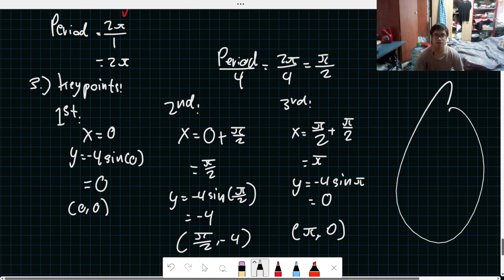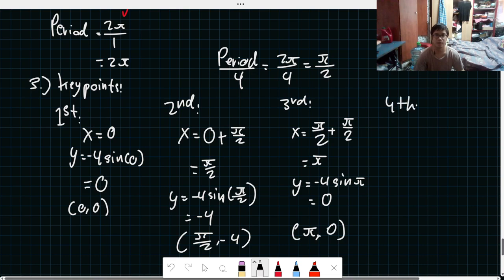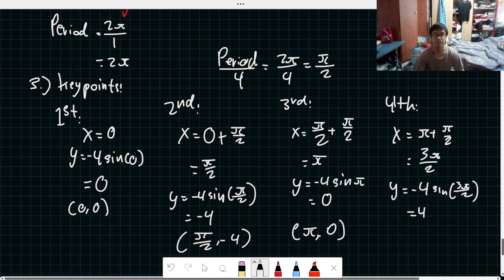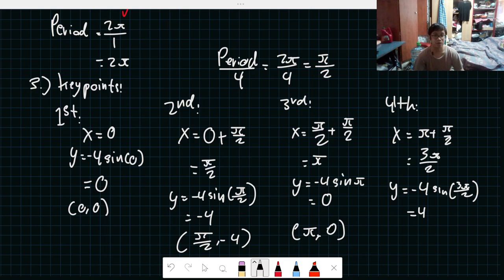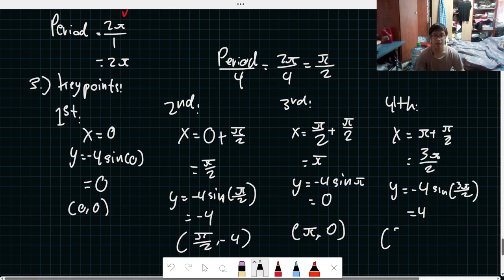Now, let's occupy the space here. All right, let's find the fourth key point. Okay? So, as usual, add the recent x by pi all over 2. So, you have pi plus pi all over 2. So, this is basically 3 pi all over 2. And substituting it here, negative 4 times sine of 3 pi all over 2 will give you positive 4. Because remember, as I said earlier, sine of 3 pi all over 2 is negative 1. So negative 4 times negative 1 will give you positive 4. So hence, you have 3 pi all over 2 and 4.